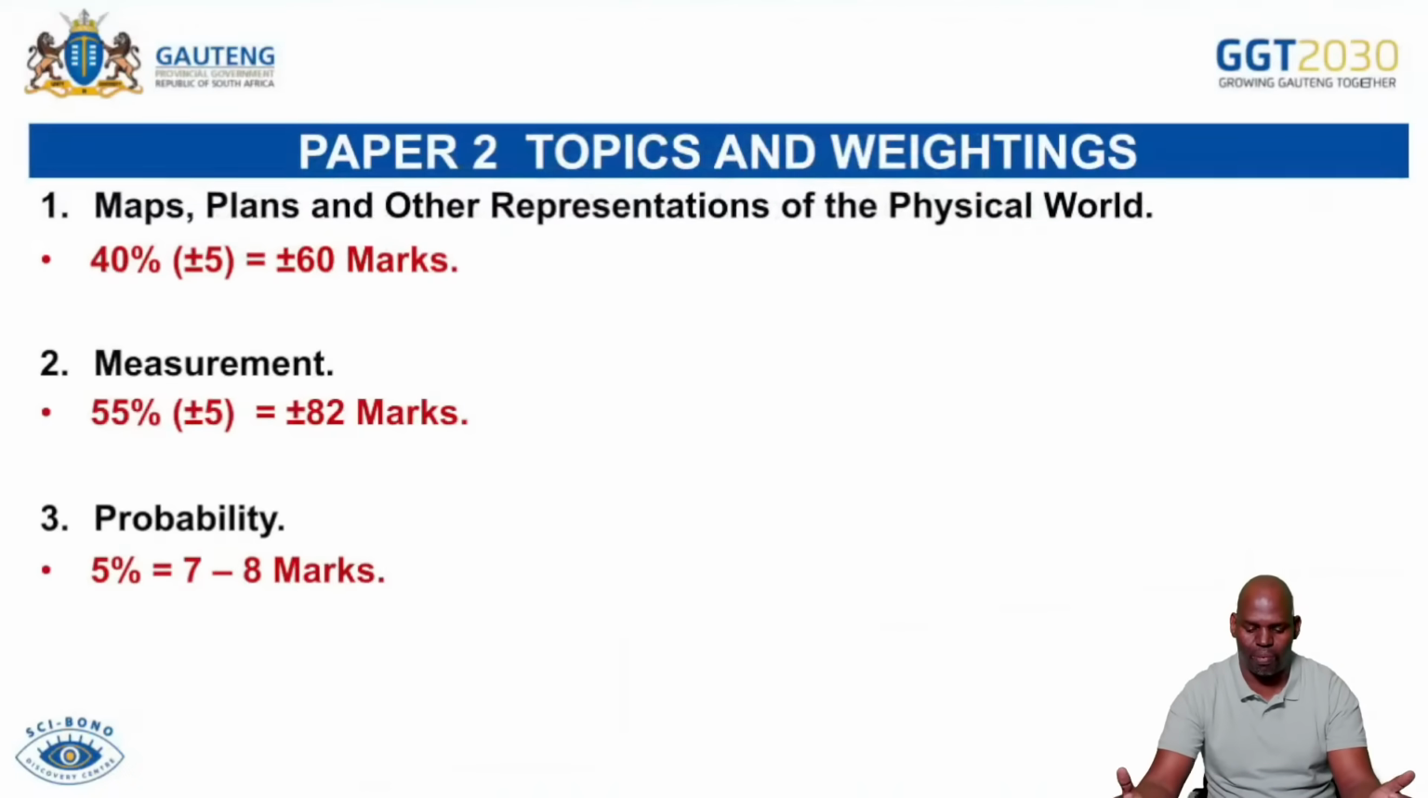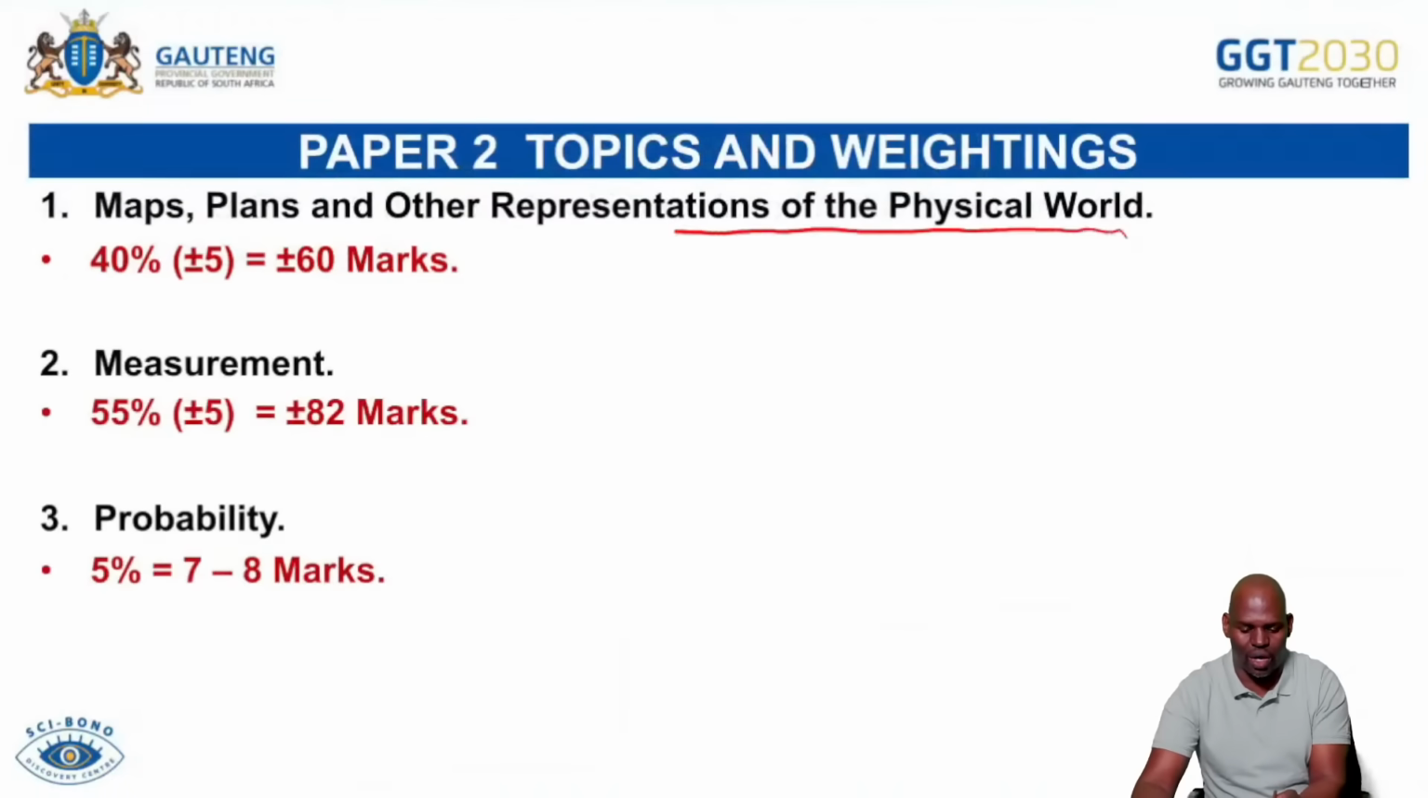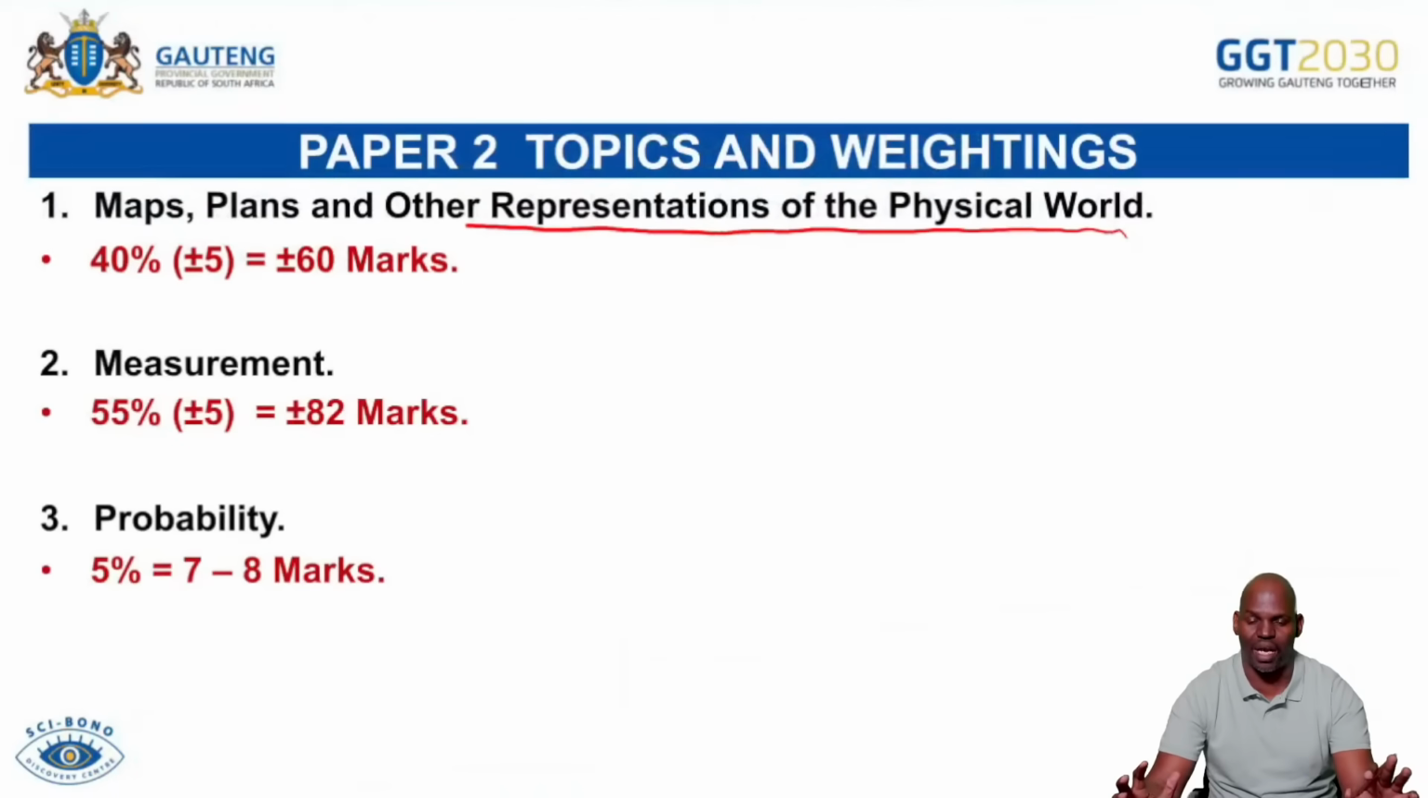Now, with regard to maps, plans, and other representation of a physical world, this is what you must look at when you prepare yourself. Of course, you must know the scales. You must know different types of scales. You must know how to use those scales to do the calculations. And then, of course, you'll be asked questions based on different types of maps. So that means you need to know different types of maps. What is going to happen in this case is they are going to give you a map and then they ask you questions based on the map. So you need to know the maps as well.